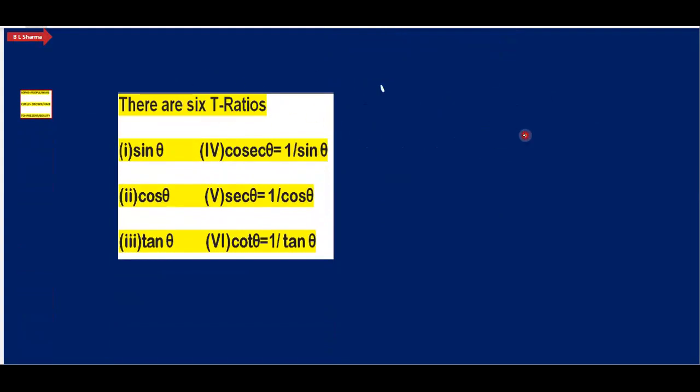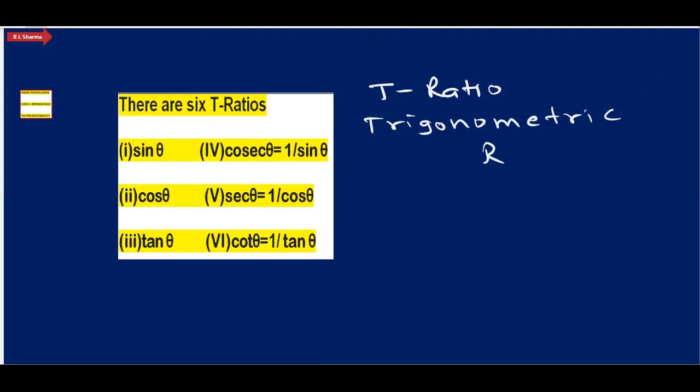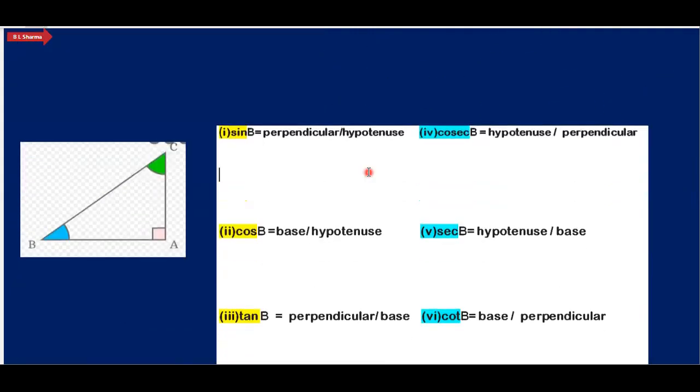We write here T ratio means trigonometric ratios. Yes. And we come to here, see here.